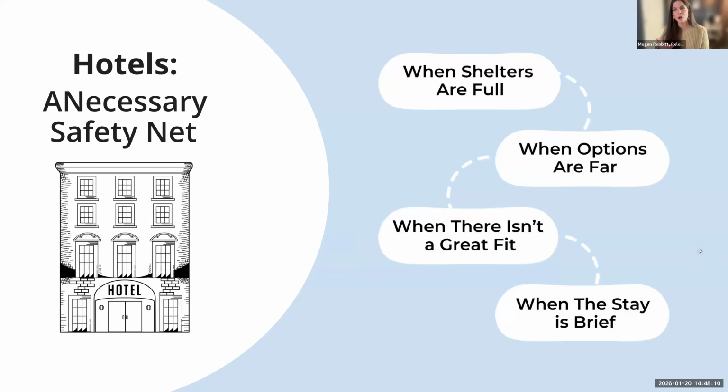So again, as I've kind of been talking about throughout this presentation, we know at ReloShare that hotels can be a vital or necessary safety net. When shelters are full, when options are too far, when there isn't a great fit, or even when the stay is brief. So, say this person just needs to flee, they have an apartment ready to go the first of the month. We just need to have them in a place for 3 days. It might be better to have them in a hotel with like a kitchenette so that makes their stays a little bit more comfortable, especially if they have like a larger family or maybe other barriers that necessarily won't fit into a smaller shelter.